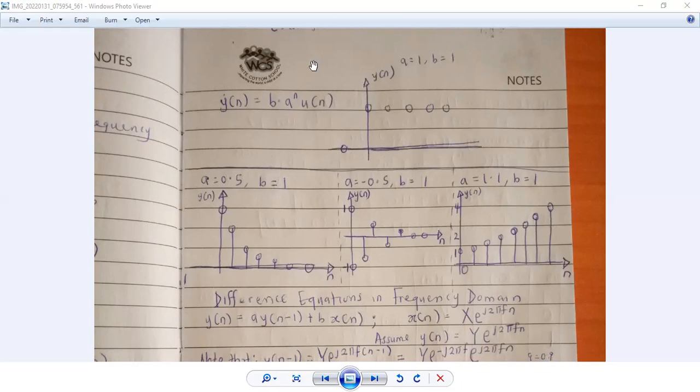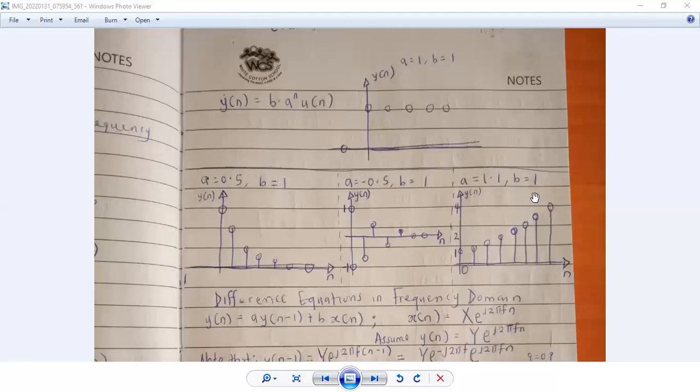But when a is equal to 0.5 and b is equal to 1, plugging these values into this equation and changing the values of n, these are the plots you are going to get. Then when a is negative and you plot it, these are the values you're going to get. It keeps alternating between negative and positive. Then when a is equal to 1.1, that's when a is greater than 1, and b is equal to 1.